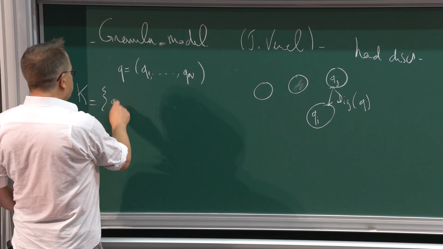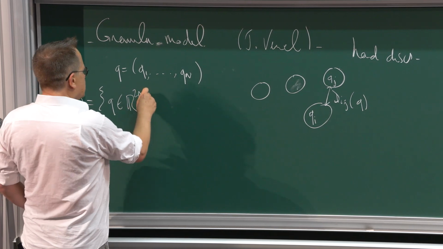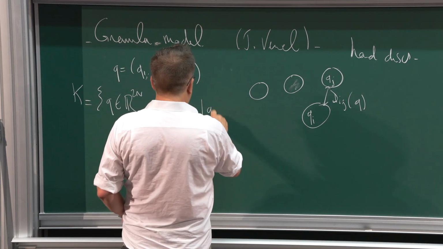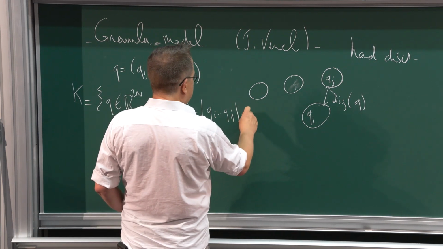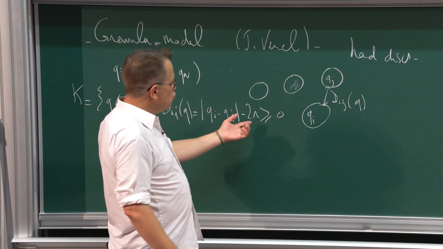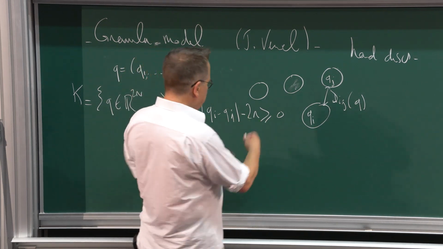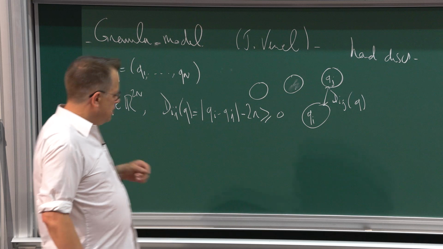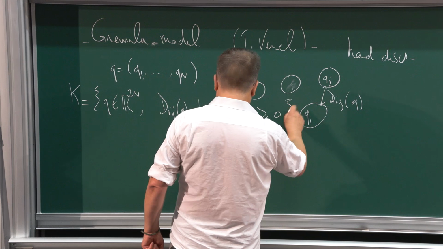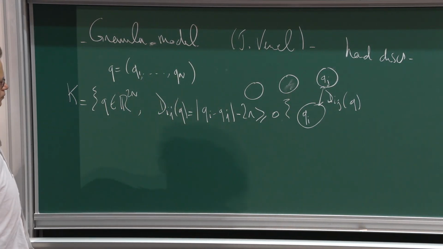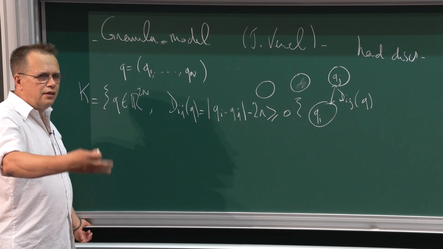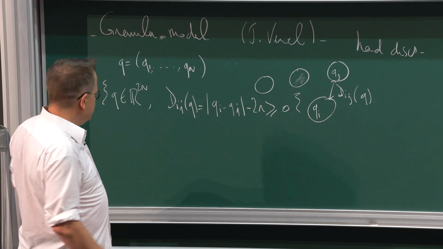K is the set of all configurations such that dij, that is simply |qi minus qj| minus 2r, is larger than 0. And r is the common radius. You might have different radii between people, and you can replace these 2r by ri plus rj, but I will simplify notation. So you would like people not to be at the same place at the same moment.